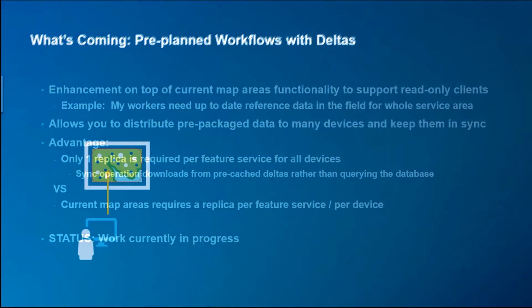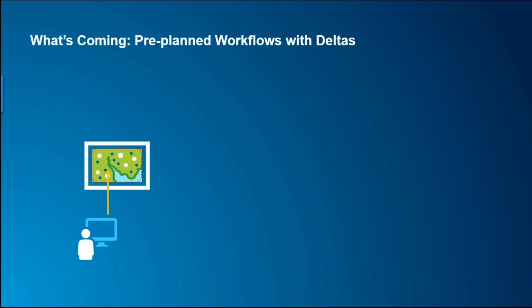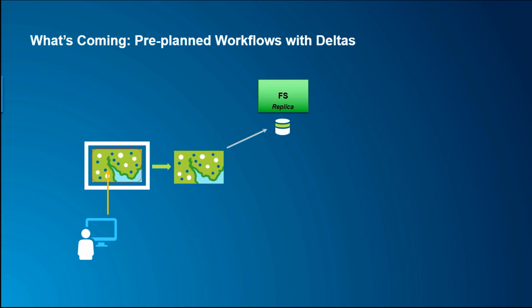So let me show you how that works. It's easier to show you with some pictures. So this is coming. This is not there yet, but it's a work in progress. So say I take the whole map area offline, same as the map areas experience. It'll also take, just like map areas now, it'll take that replica offline from the feature service. It'll create the base map.